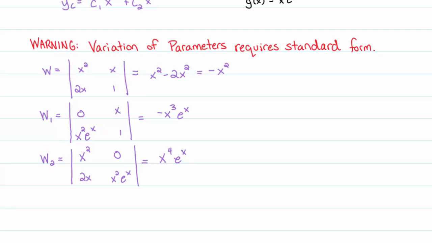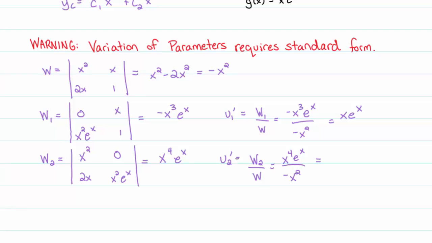Great. And now I get to say that u sub 1 prime is going to be W1 over W, the first Wronskian over the Wronskian. The first Wronskian being negative x cubed e to the x, and the Wronskian itself being a negative x squared. So you can see that this is going to be x e to the x. And u sub 2 prime is the second Wronskian over the Wronskian itself. Second Wronskian is x to the fourth e to the x, and the Wronskian is negative x squared. So that's going to be a negative x squared e to the x.